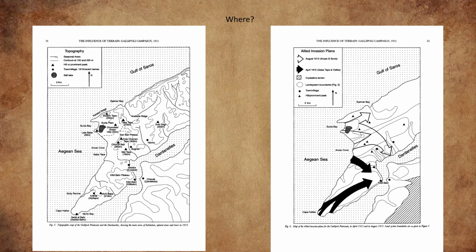These maps show how the terrain of the peninsula really affected how the Allies would fight the war and eventually affected the outcome of the war. On the left, it shows the contours, how the farther you get in, the higher elevation you have. So it was just constantly fighting an uphill battle towards those troops.